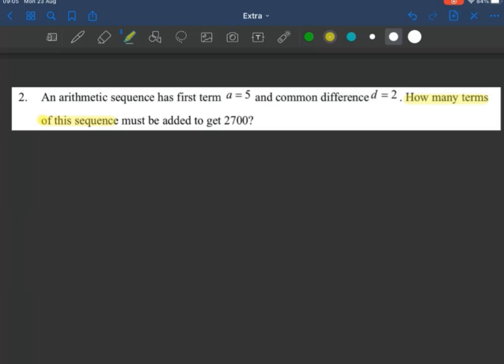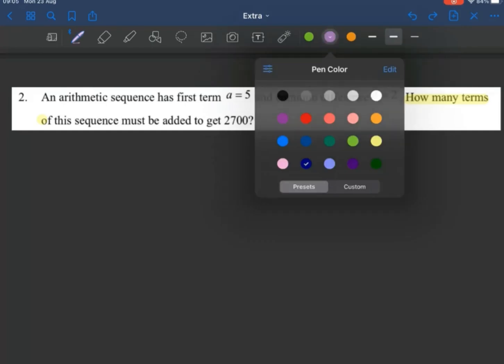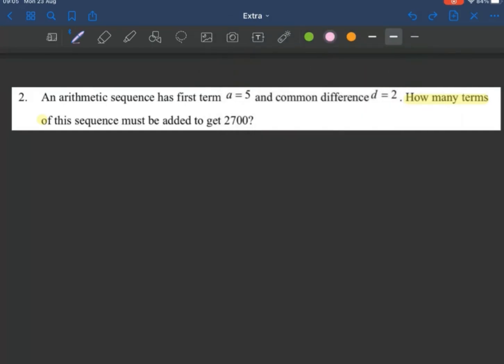N. N terms. Okay, N. You want to find N. Okay, we want to find N. How many terms of this sequence must be added to get 2700?